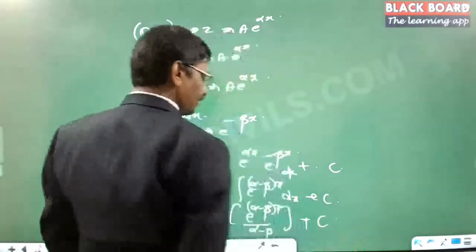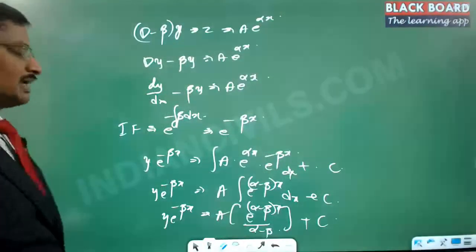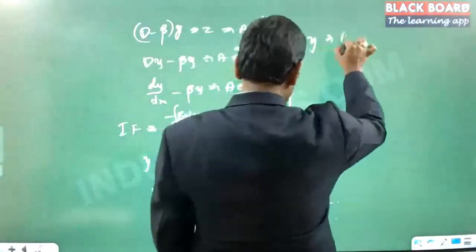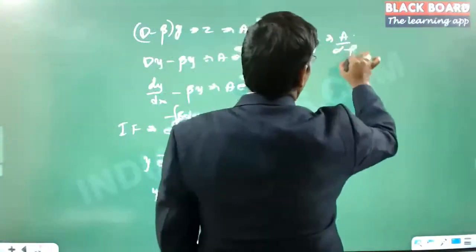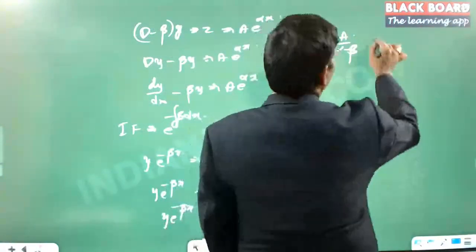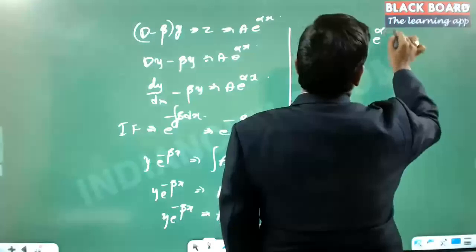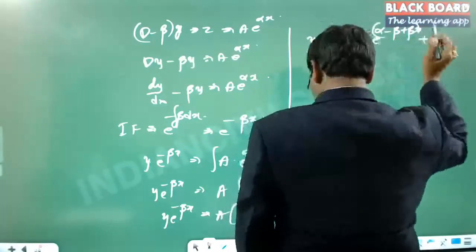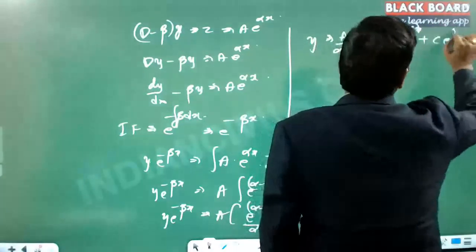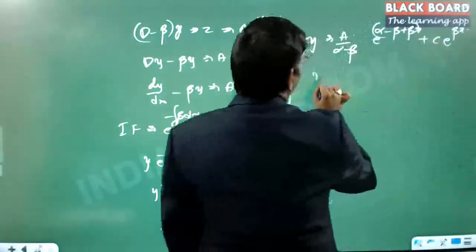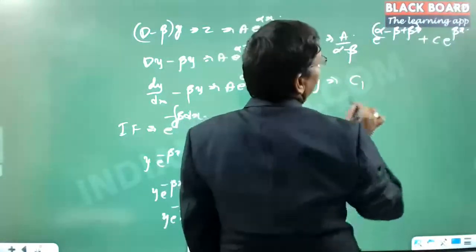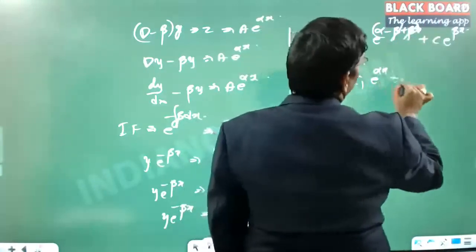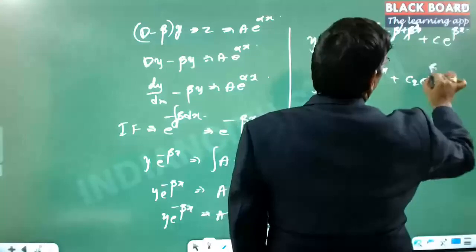plus c. Now, e power minus beta x, we will take it to the other side. So this is y is equal to a by (alpha minus beta) into e power (alpha minus beta plus beta) times x, plus c into e power beta x. So y is equal to c1, so beta will cancel, e power alpha x plus c2 e power beta x.